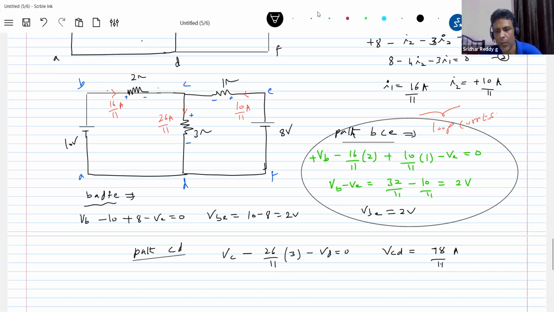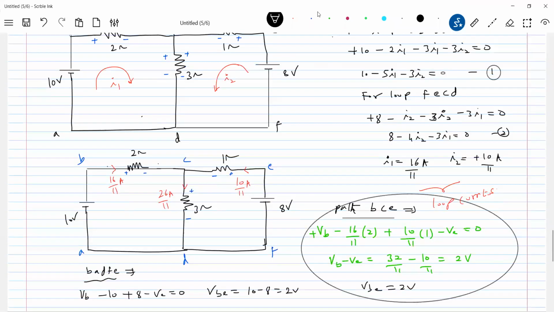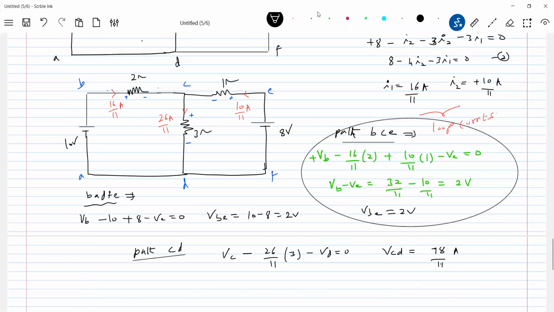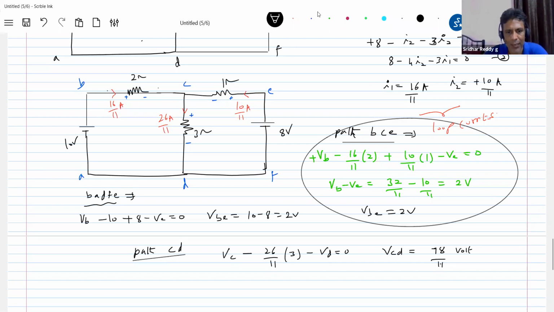Okay, now some other student will pick up some other path here. Not ampere, sir, volt, sir. Sorry, this is volt. Now the other student, what happens? You will pick up a path like this: path C, B, A, D. So VC plus 16 by 11 into 2 minus 10 minus VD equal 0. You solve it, you'll end up with the same answer.